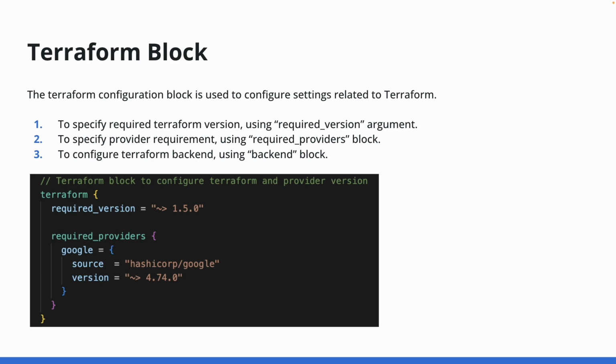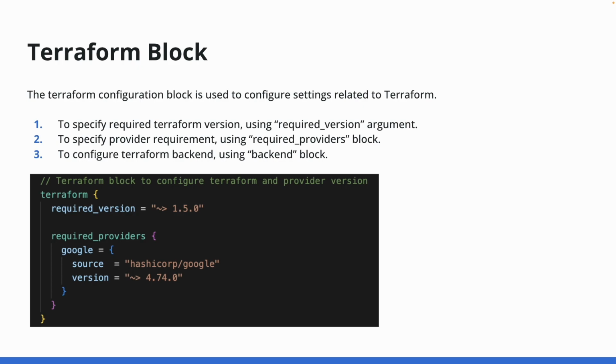We'll see providers in detail in the next slide. So here, since I'm using the Google Cloud provider, I'll mention a local name. The local name is google, and then the source from which that provider would be downloaded, and then what version of that provider would be downloaded. So that's how I can mention the required provider. So this is one provider.